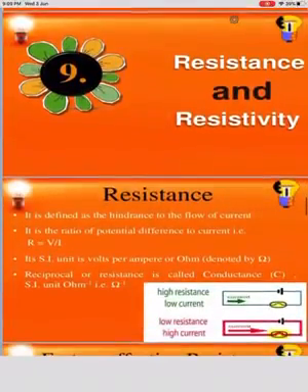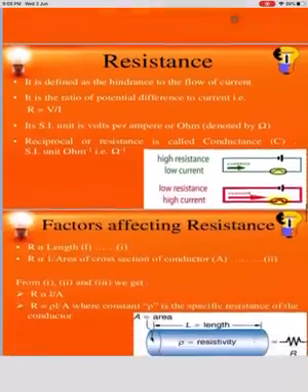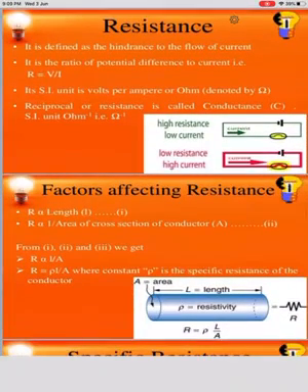After that we learn the concept of resistance and resistivity. Now what is resistance? As I told you, it is a hindrance to the flow of current; it always tries to oppose the flow of electric current. It is the ratio of potential difference to the current, that is R is equal to V upon I. Its SI unit is volt per ampere, which is the ohm, denoted with the Greek letter omega.